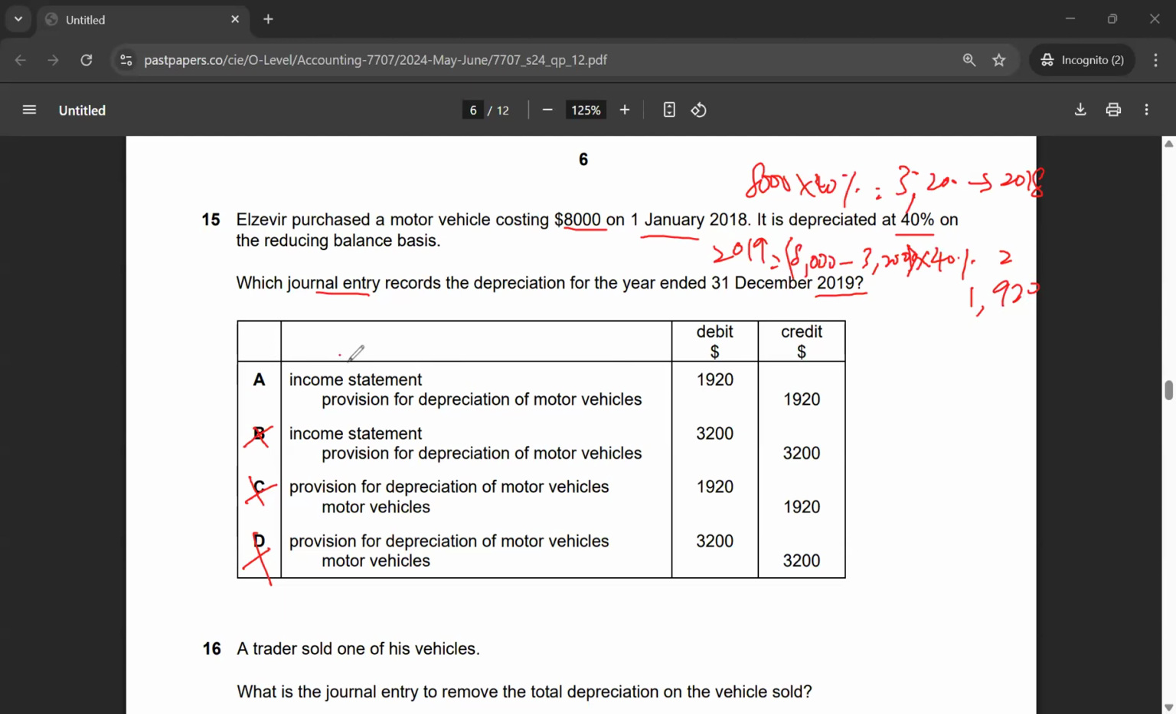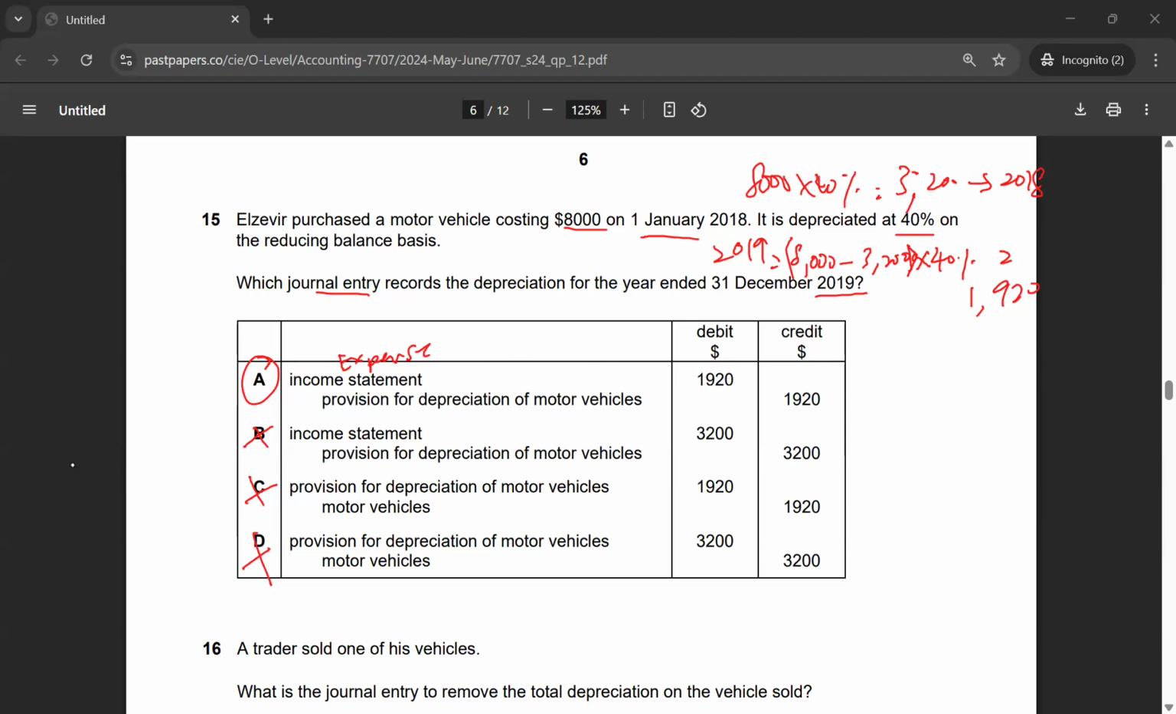So we'll debit income statement because that's an expense item. And then credit provision for depreciation of motor vehicle, which is a contra asset account, in the amount of 1,920. So the correct answer for multiple choice 15 would be option A.